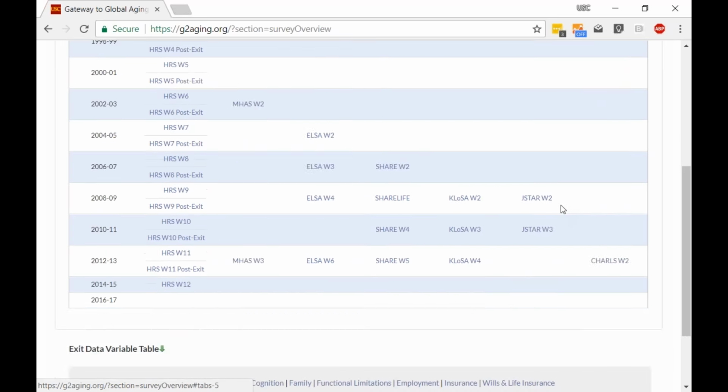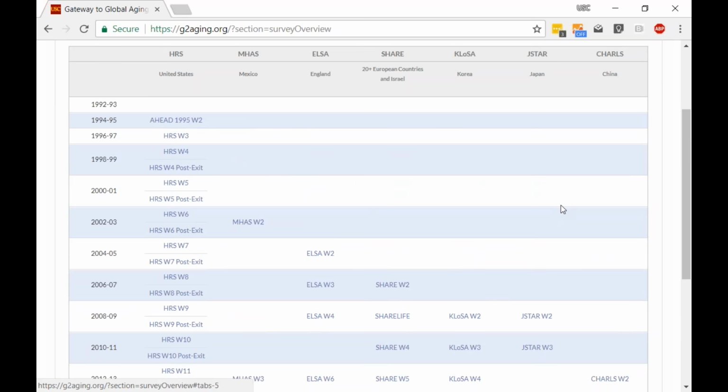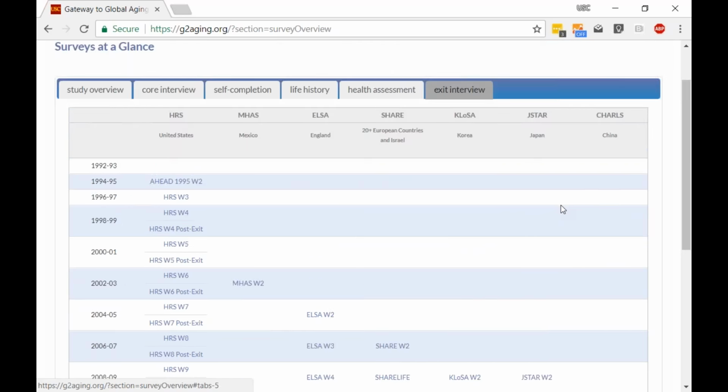So when the interviewer comes back and says, I'd like to speak to John Smith, and someone answers the door and says, well, John Smith, he passed away last year. And they say, okay, can we interview the person who would know best about the time at the end of their life? And that's called an exit interview.